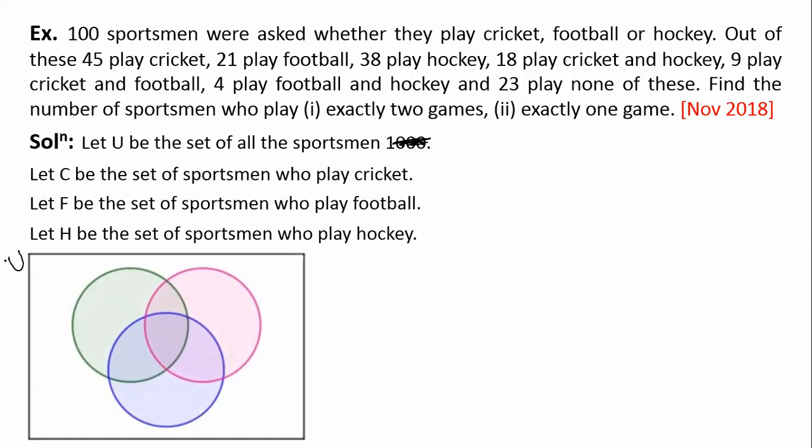This is the universal set, so it contains all those 100 sportsmen located in this region. Each sportsman will be represented by one dot. So this is set C, then this is set F, and this is set H. Okay. After that, whatever has been provided to us is going to be written by us. Here, cardinality of the universal set is 100. Then 45 play cricket, so cardinality of C is 45.